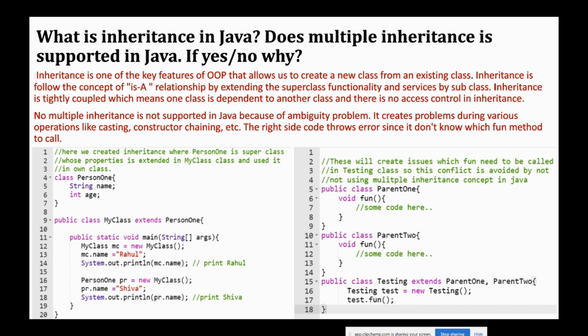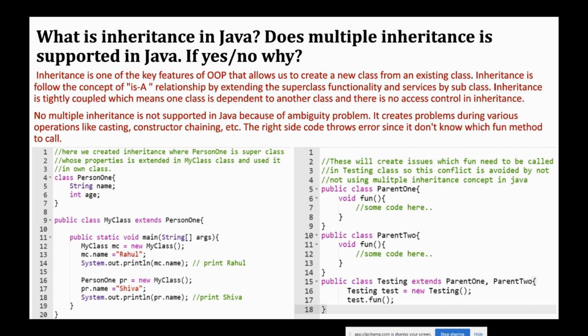So these are the two examples. But if you do my class equals a person one, new person one, that's where you're assigning the parent class to the child class. That's not allowed in Java. Now let's see the right hand side. These will create issues about which fun needs to be called in the testing class. So this conflict is avoided by not using the multiple inheritance concept in Java.